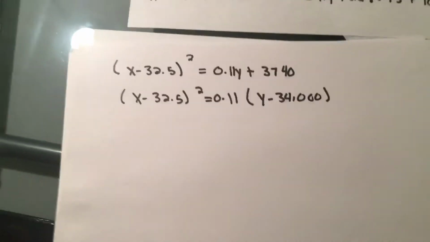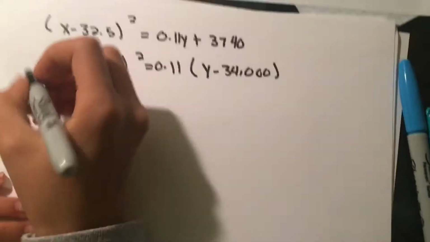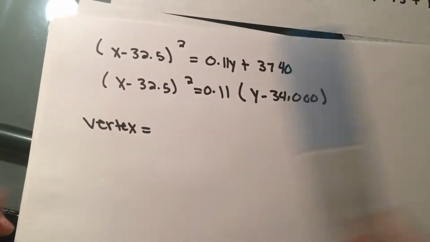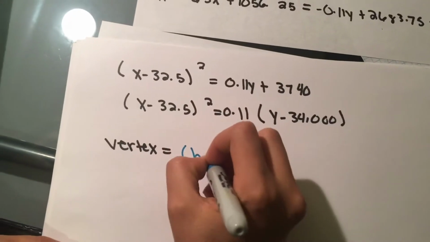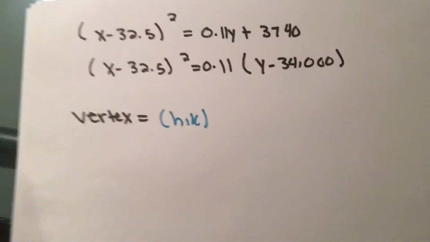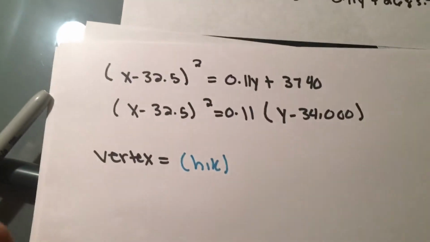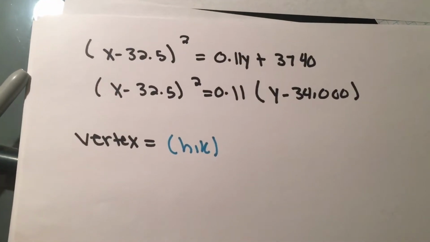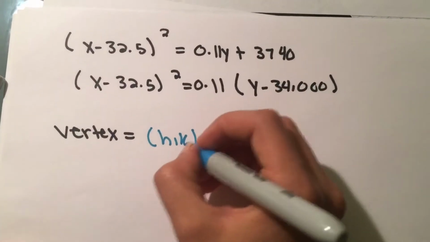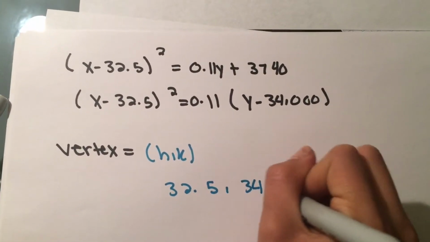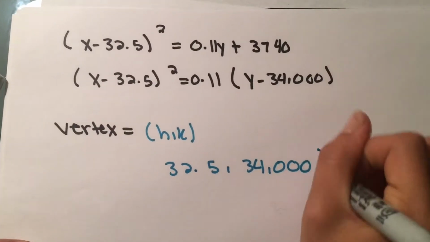So now what you're going to want to do is graph it. The most important part of the graph is the vertex, which equals h and k. From the standard form of the equation, you know that your h and k are going to be 32.5 and 34,000. So that's your x and y.